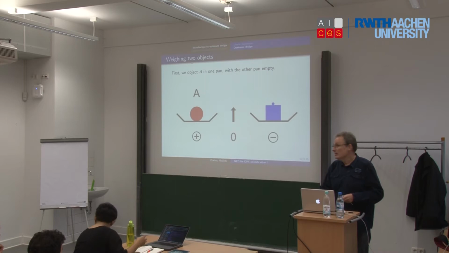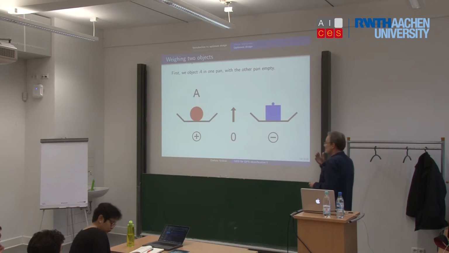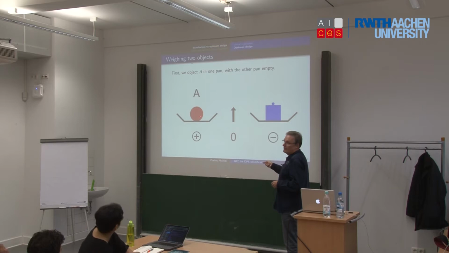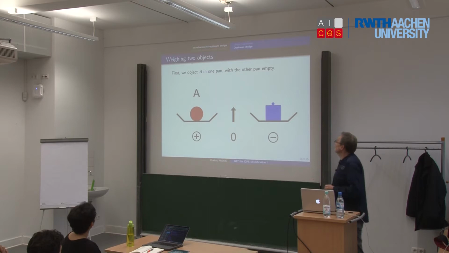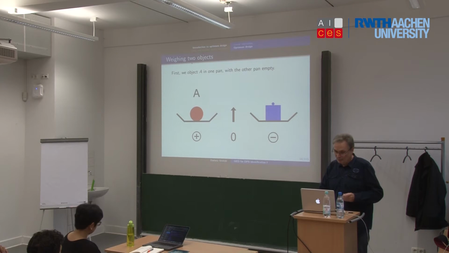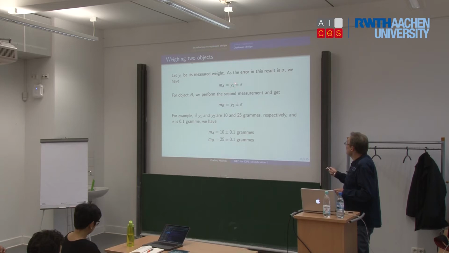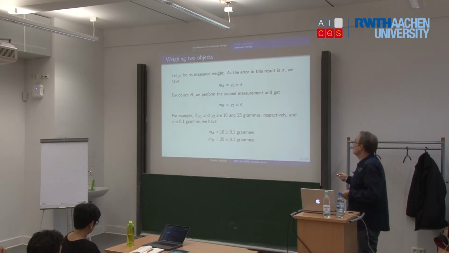A first strategy which comes to our mind is to measure them separately. So we put object A on the left-hand pan, and then we put standardized weights on the right-hand pan, so as to make the balance in equilibrium. As a result, we have the measurement y1 for the object A, and because we have some uncertainty due to measurement errors, we can write that the mass of object A is just our measurement plus minus the standard deviation of the measurement noise.